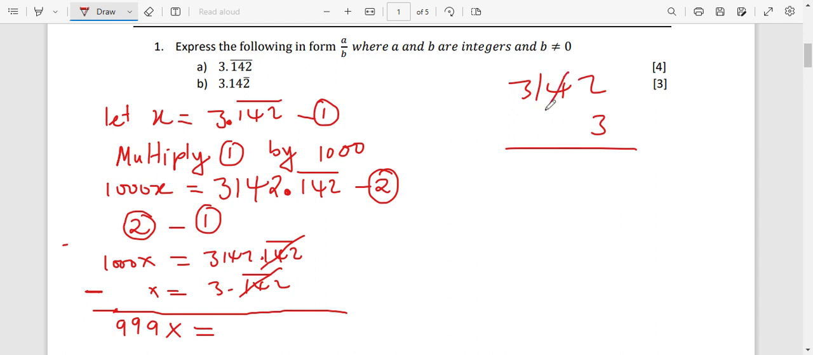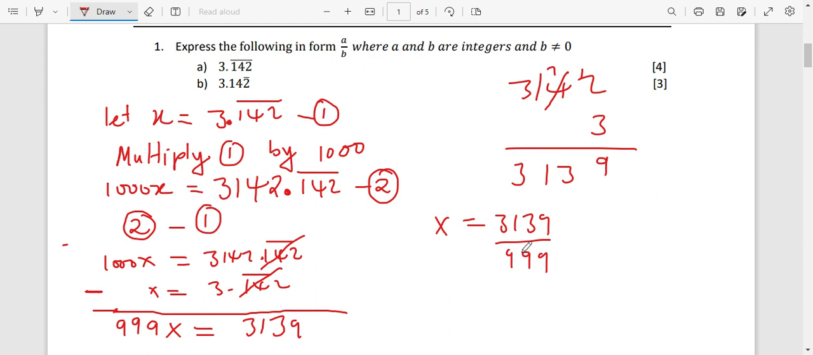I'm going to remove a 1 from 4, it remains a 3, and I'll put a 1 here. So it is 12 minus 3, that should be a 9. And then we have a 3, then a 1, then a 3. So that is 3139. That means x is going to be equal to 3139 divided by 999. So this is the value. Now, if this answer can be reduced, simplify it. If you just reach here, you would have gotten almost everything.